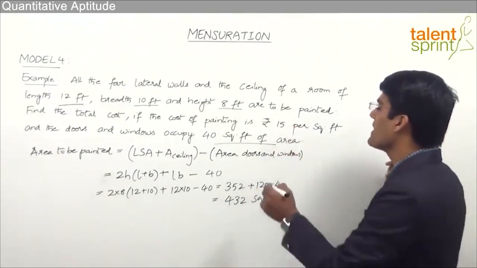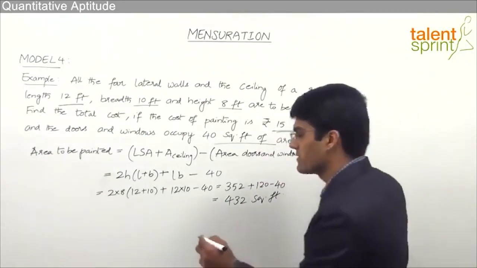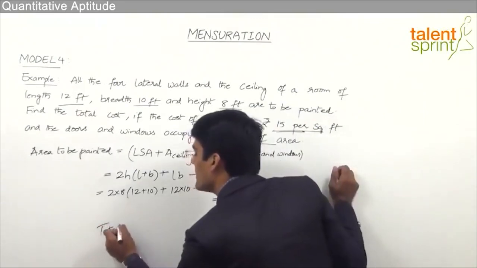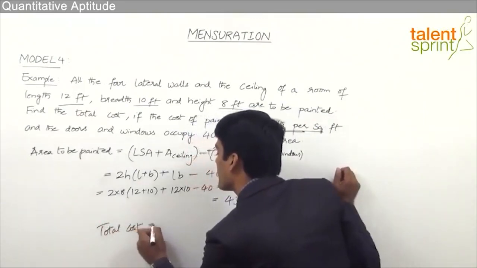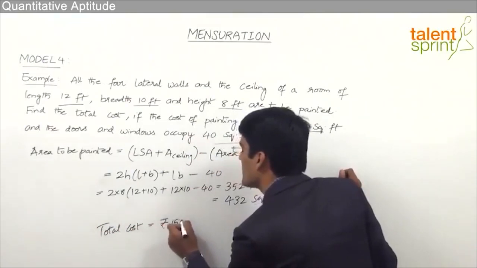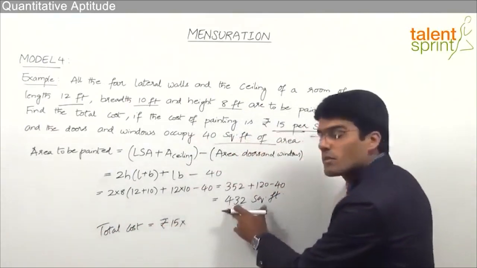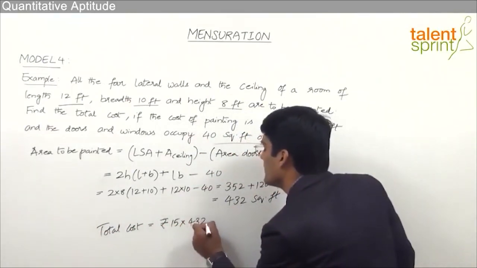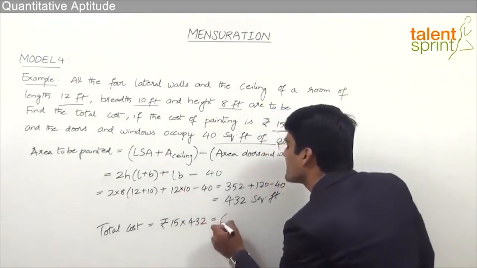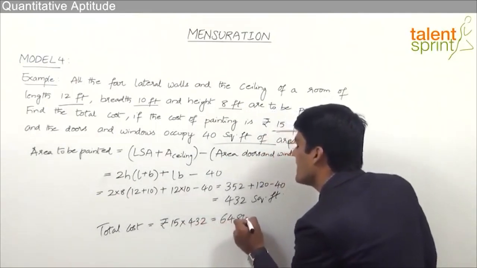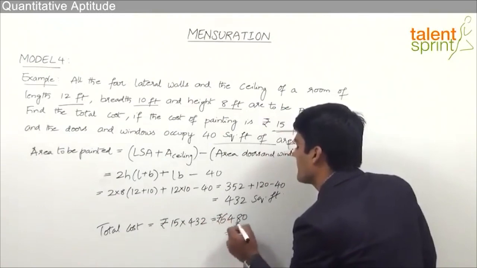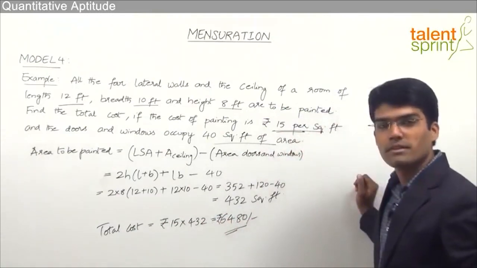And the cost of painting is rupees 15 per square feet. So the total cost of painting can be taken as rupees 15 per square feet into the number of square feet which have to be painted, that is 432. So this comes out to be 6,480 rupees. So that is the answer for the given question.